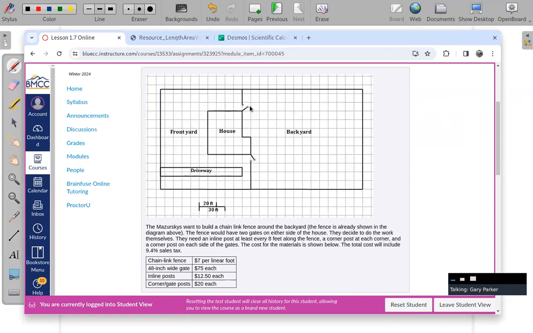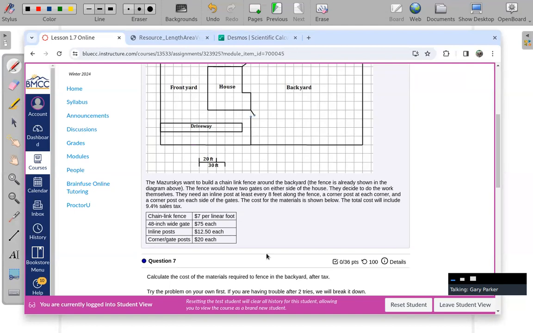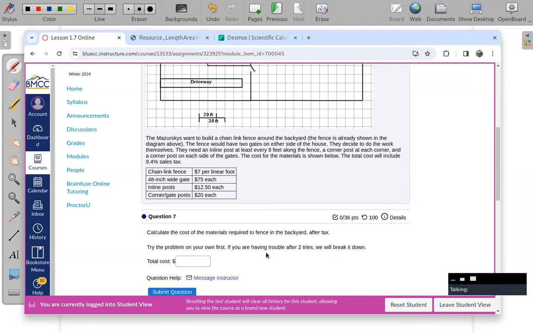And these green dots indicate what? That's the edge of the gate, and we need corner posts. So let's say the fence would have two gates on either side of the house. They decide to work themselves. They need to get inline posts every 8 feet, corner posts at each corner, and on each side of the gate. Okay, so we'll have to mark off corner posts on there too. All right, and we want to find the total cost based on that information right there.